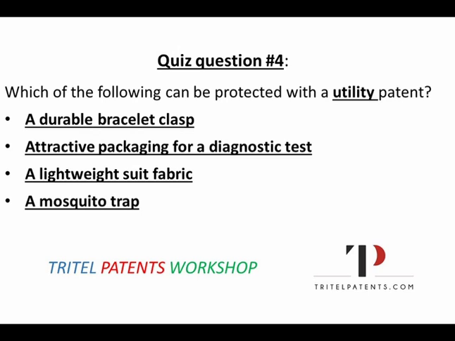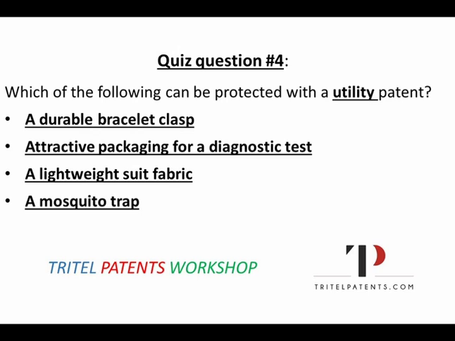Number 1, a durable bracelet clasp. 2, attractive packaging for a diagnostic test. 3, a lightweight suit fabric. And 4 is a mosquito trap. Okay, answer number 1, a durable bracelet clasp.